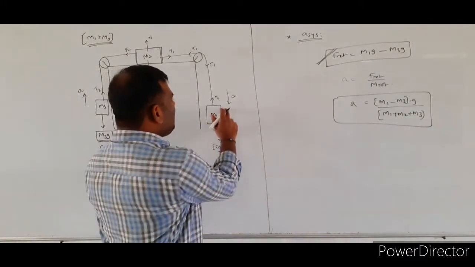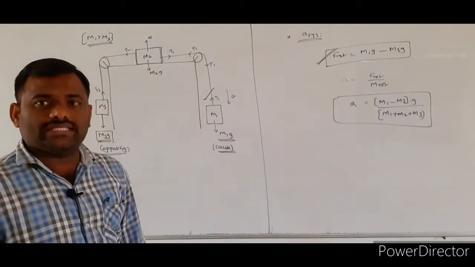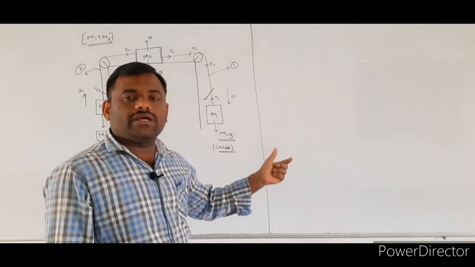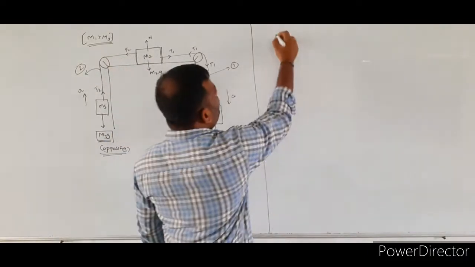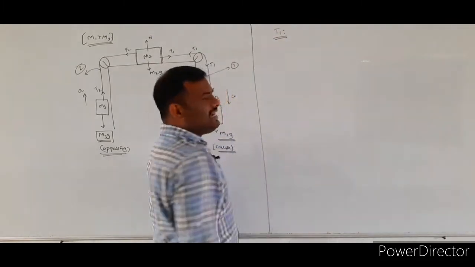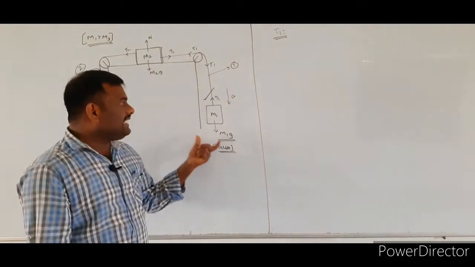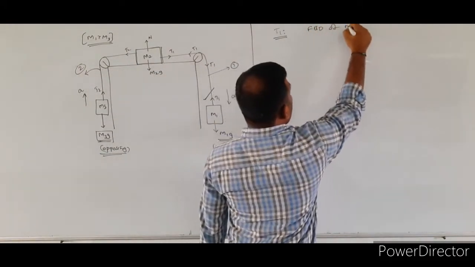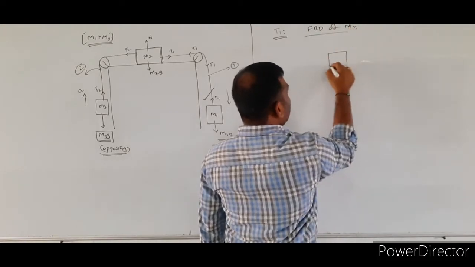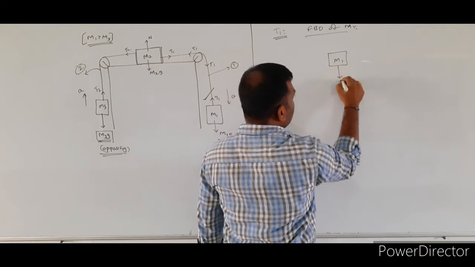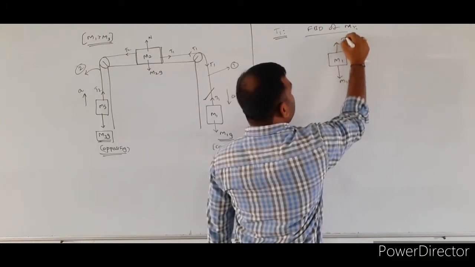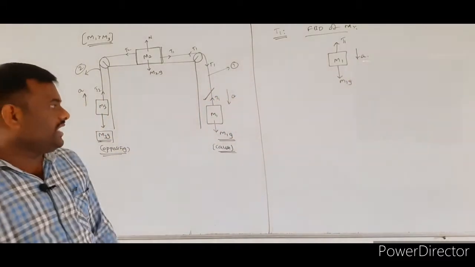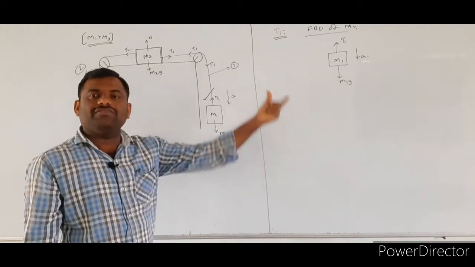Now we are going to calculate the tension values T1 and T2 respectively. I want to calculate the tensions developed within string 1 and string 2. To calculate the tension in the first string, I will consider the FBD of M1. Here I consider the mass M1, and its weight M1G acts in the downward direction, tension T1 acts in the upward direction, and the acceleration of the system acts in the downward direction. From this figure we draw the FBD of the M1 mass.